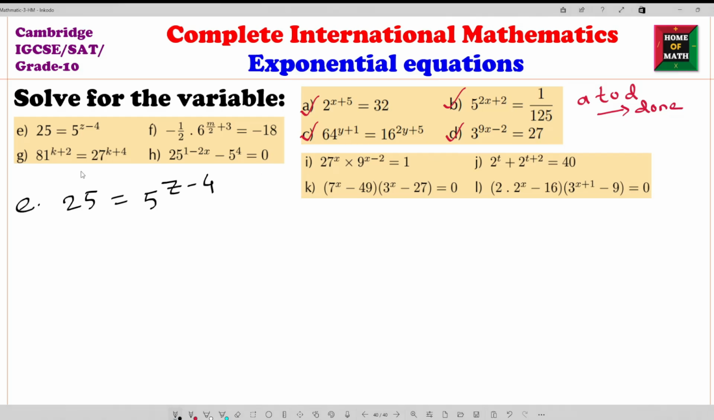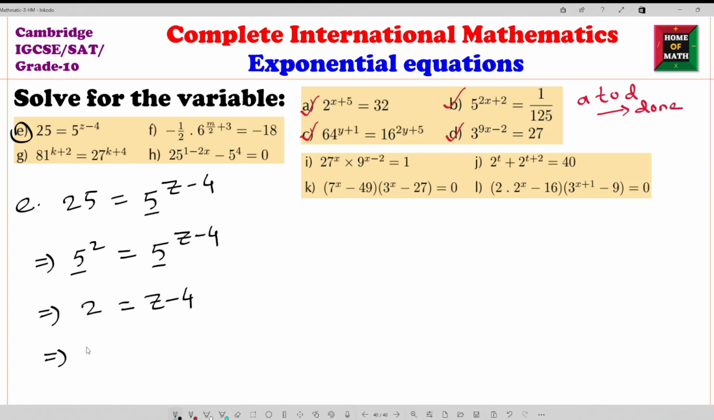Number E, 25 equals 5 to the power z minus 4. So in the right side the base is 5. In the left side we will also make base 5. How? We know 25 we can write 5 square, and here is 5 to the power z minus 4. Here the bases are the same, then the powers will be equal. 2 equals z minus 4.